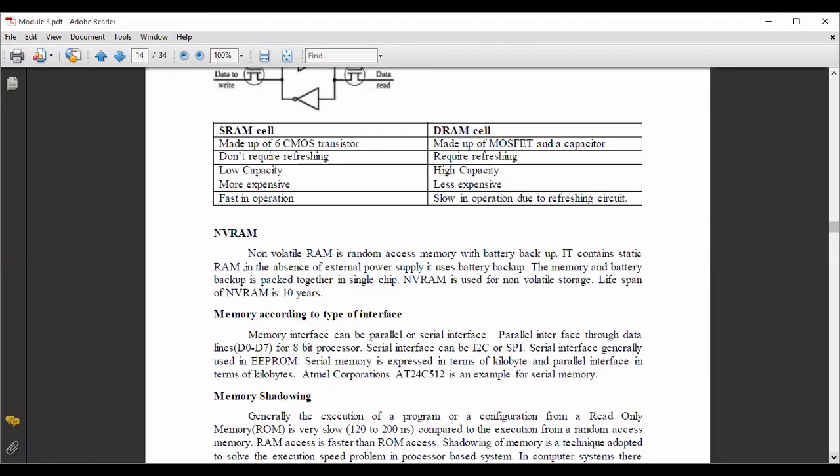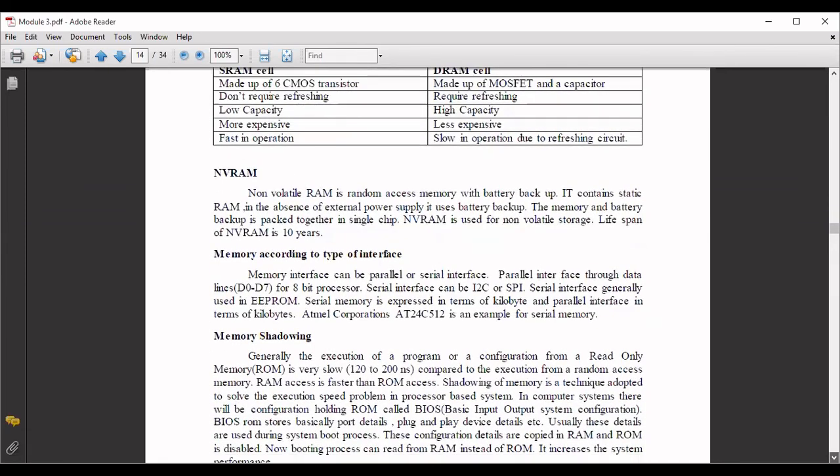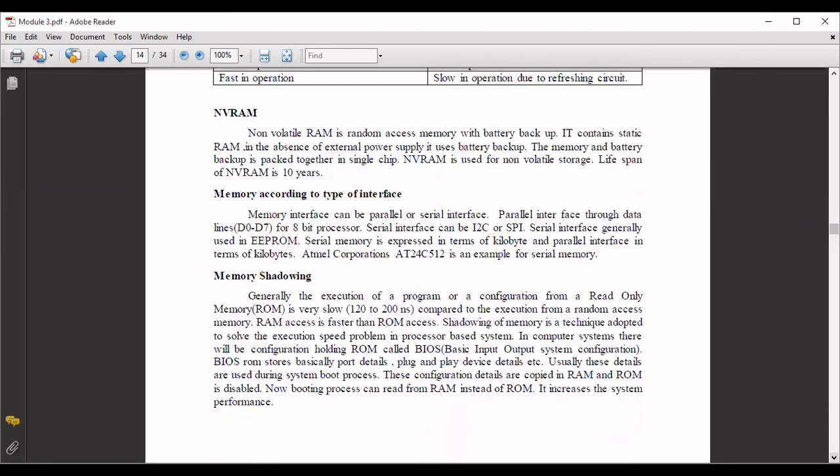Depending upon the application, you can choose the memory device which is suitable for that particular application. There are two more concepts here: memory according to the type of interface. Memory can be interfaced with two techniques, either serial or parallel. So either you can have a serial interface or a parallel interface.